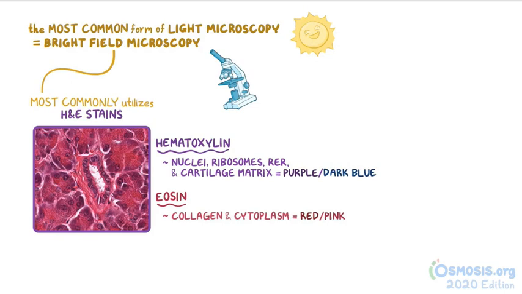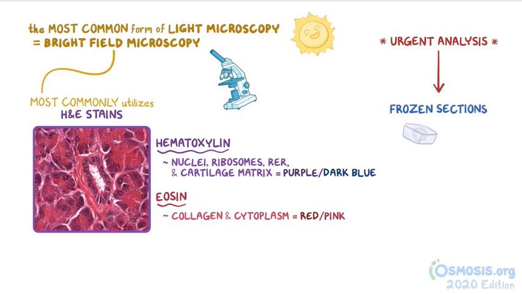Other stains can be used along with H&E in order to help visualize and examine specific structures that might not be as easily seen with H&E alone. If urgent analysis of a tissue is required, frozen sections can be used in order to provide results much faster.